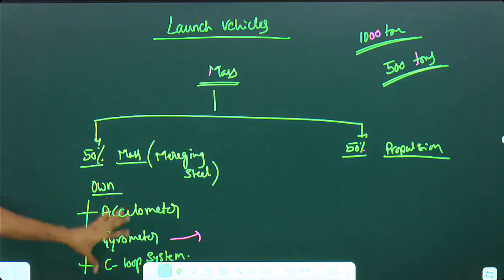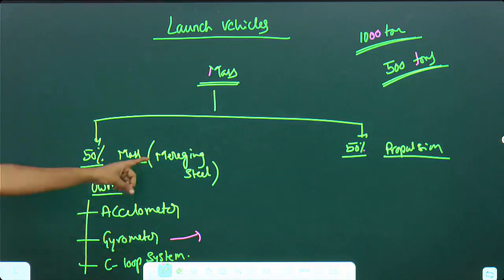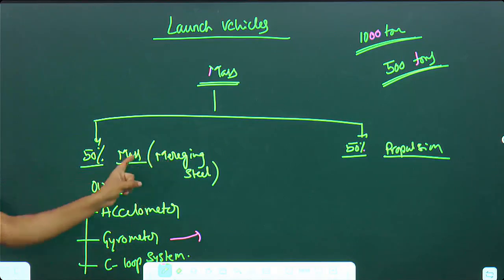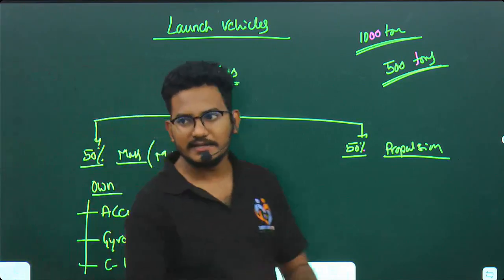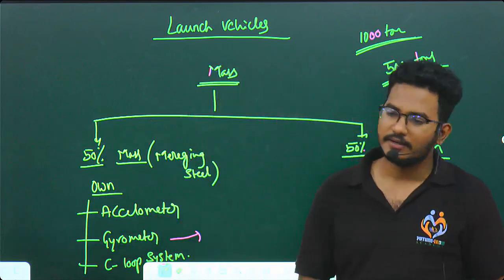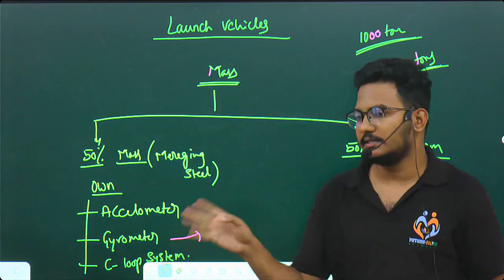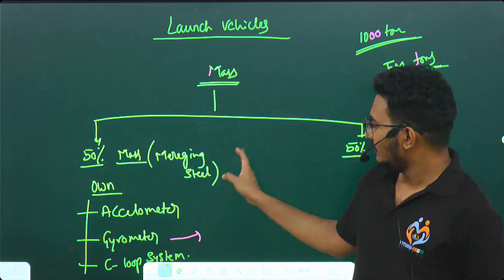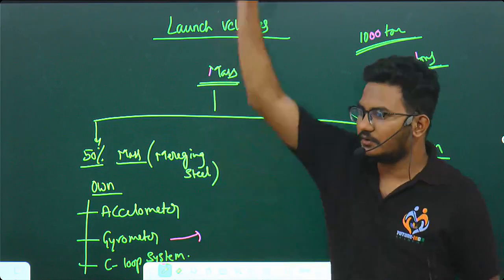Okay, so here all the payloads will come. Along with that, this launch vehicle is made out of a material called maraging steel. What is the steel name? Maraging steel. This steel can sustain the friction of the atmosphere.